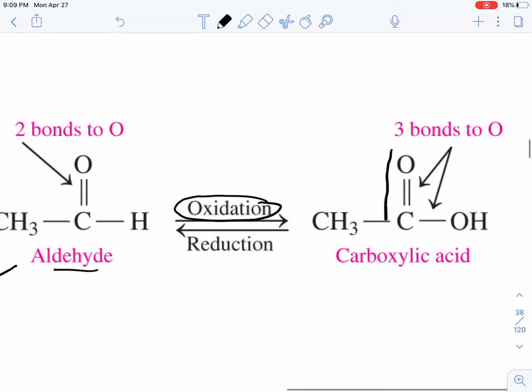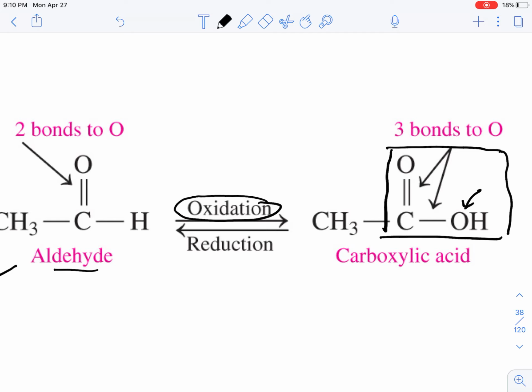So notice the carboxylic acid is very similar to an aldehyde. The only difference is this oxygen. So instead of an H, it's an OH. And so everything that I boxed is representative of a carboxylic acid.